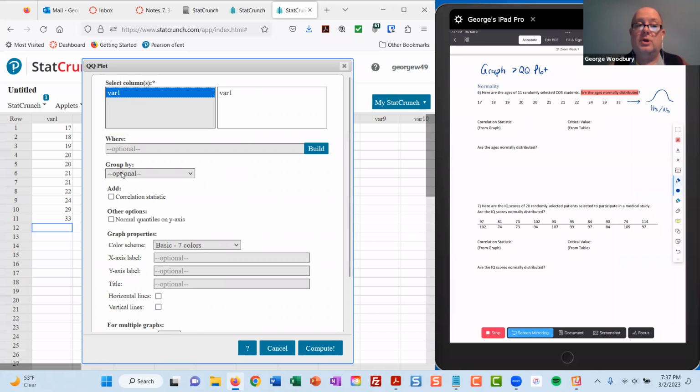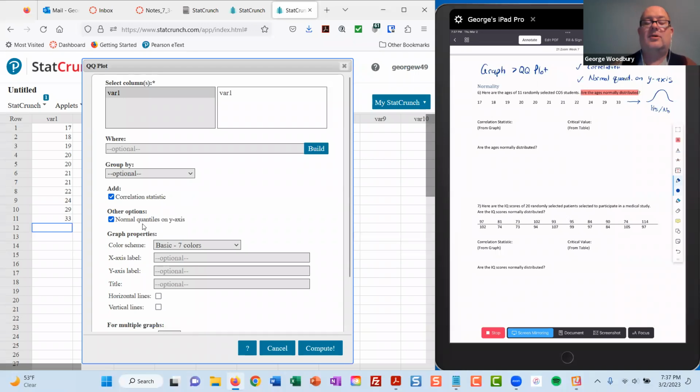Couple of things that you need to do. Where it says add, check the box for correlation statistic. And also the box that says normal quantiles on y-axis, check that too. The top one you need to do all the time because this correlation statistic that StatCrunch is going to give to us, this is what we're going to use to figure out whether it's normally distributed or not.